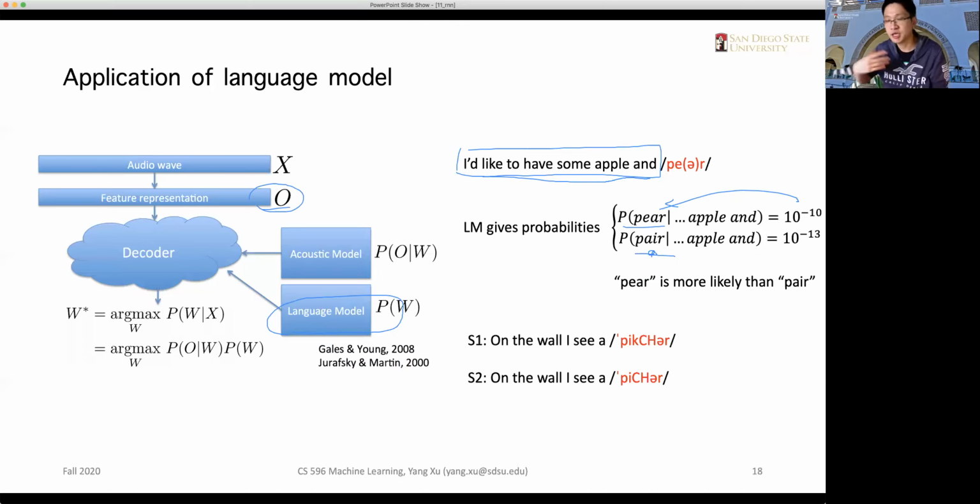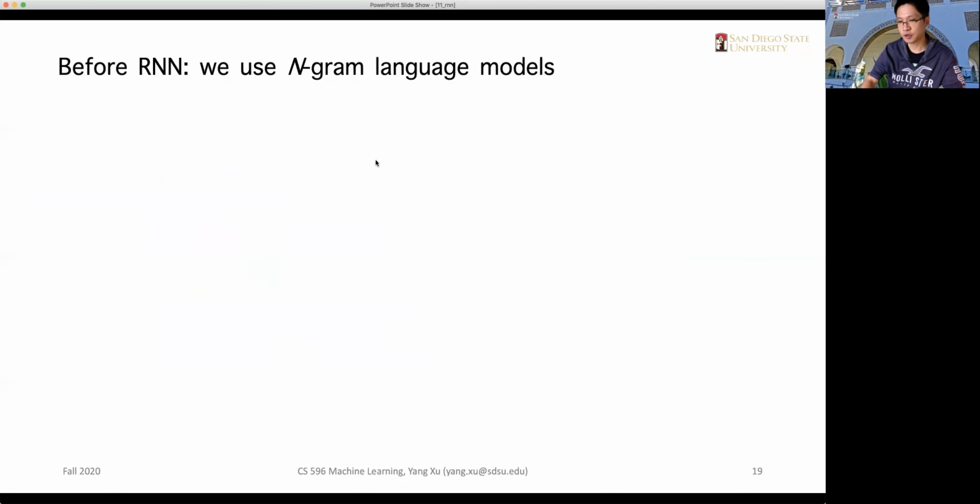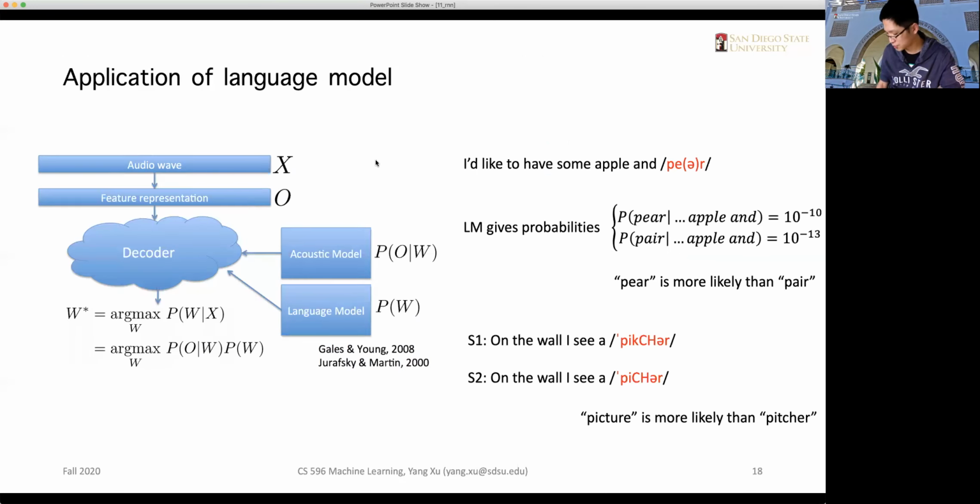Okay, so the same example can be applied to "on the wall, I see a picture" versus "the picture." Even though they sound similar, we can use the history words or the contextual words to predict the next word. All right. That's the application for language models.